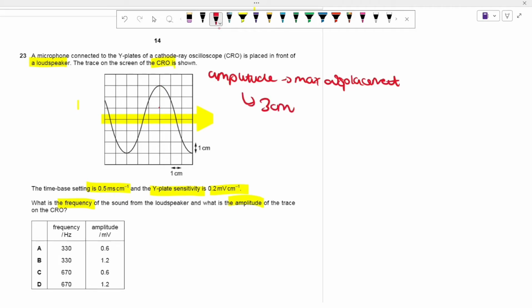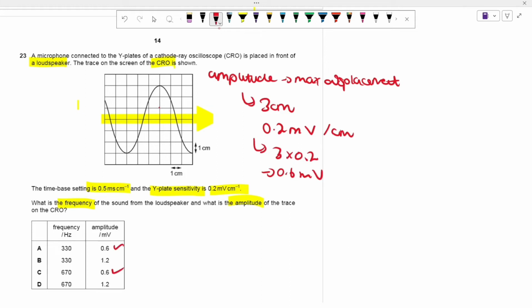But you have seen here that on the y-axis, the y plate, 0.2 millivolts symbolizes 1 centimeter. So if you have 3 centimeters, our amplitude will just be 3 times 0.2, which is just 0.6 millivolts. So it's either this answer or that answer.